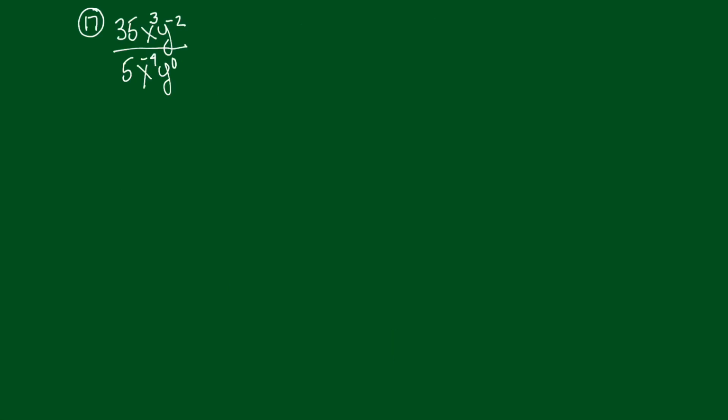Now here in 17, we're going to assume, see I got a y to the 0 here. We're going to assume that y is not 0. Otherwise, this term right here, this factor here is not defined.